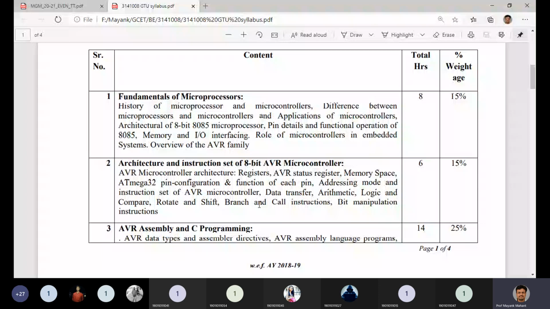So this first unit will go up to here. It will discuss the microprocessor, and after this, the rest of your subject is going to discuss your microcontroller. So that is all about your unit number 1.